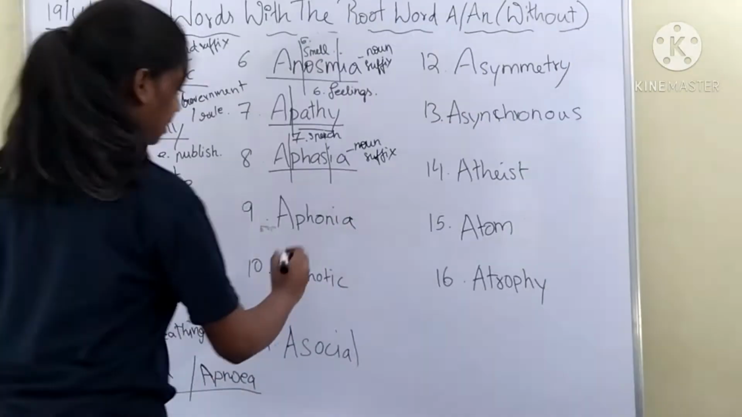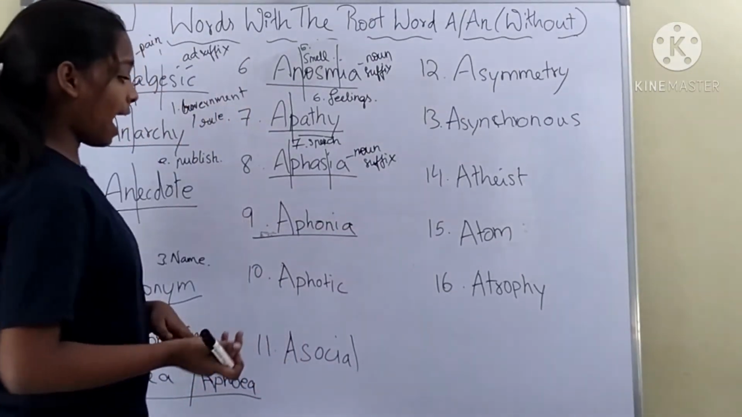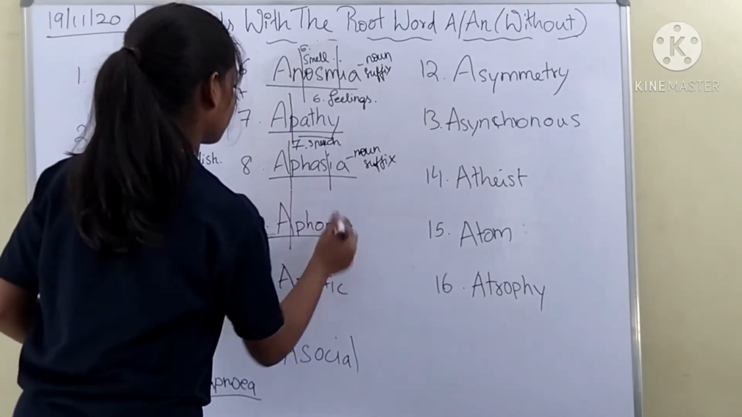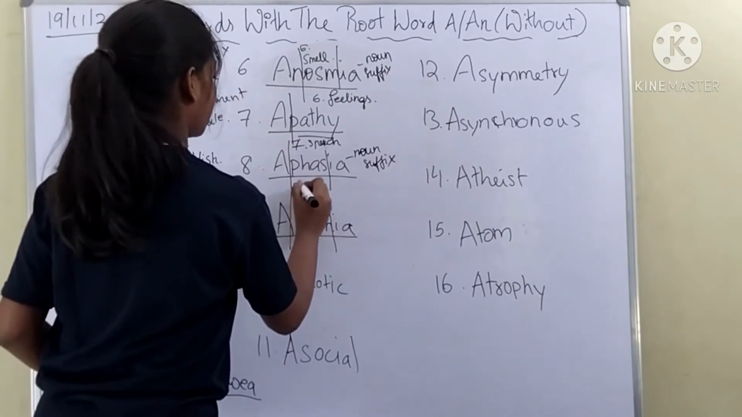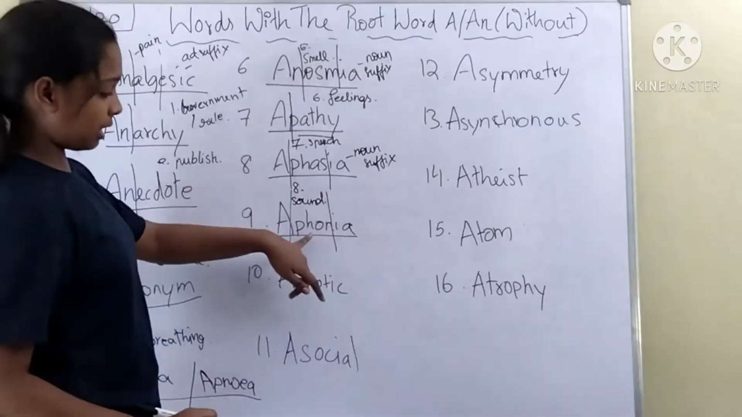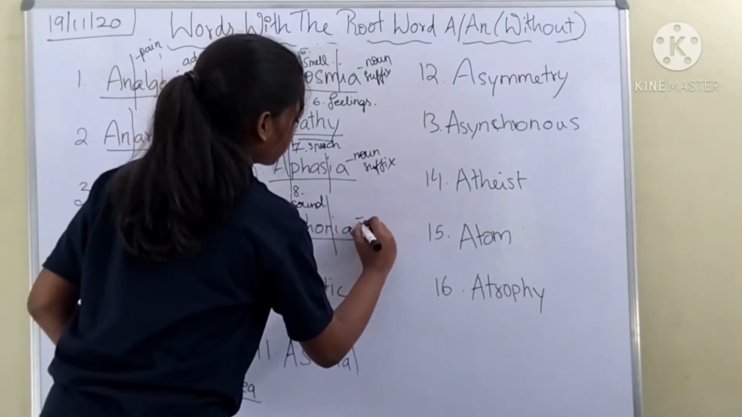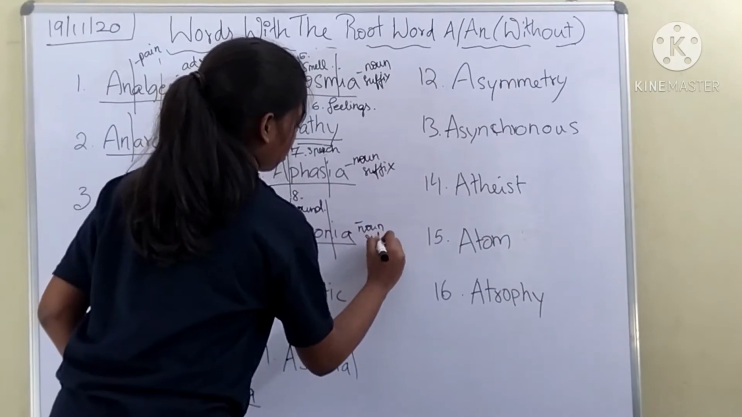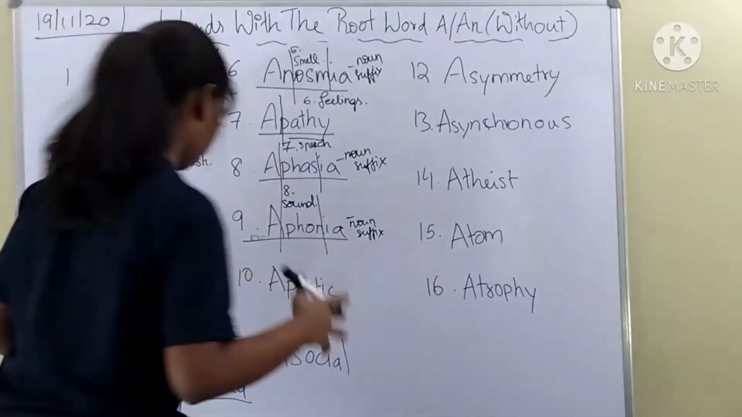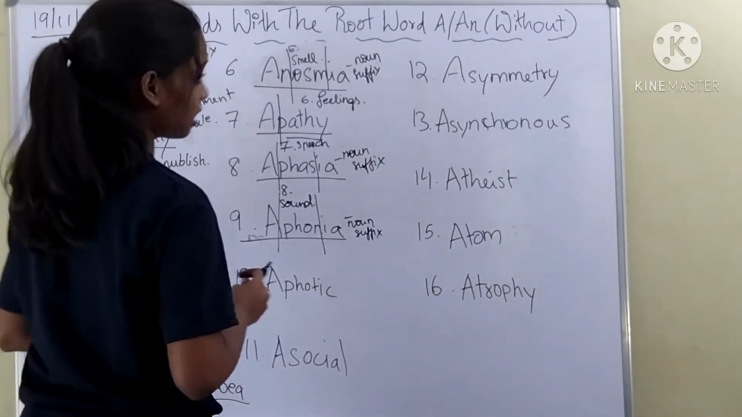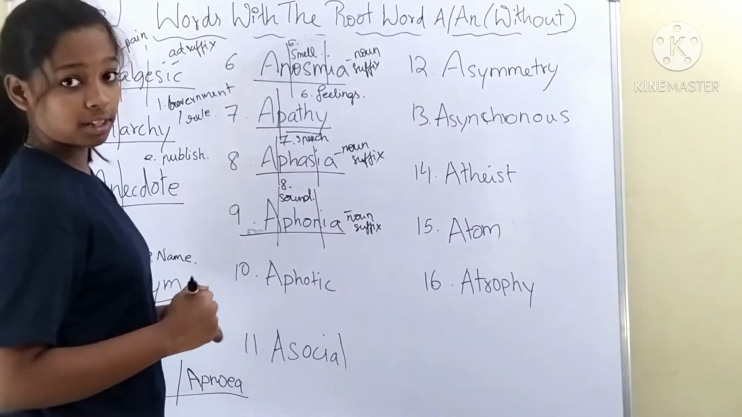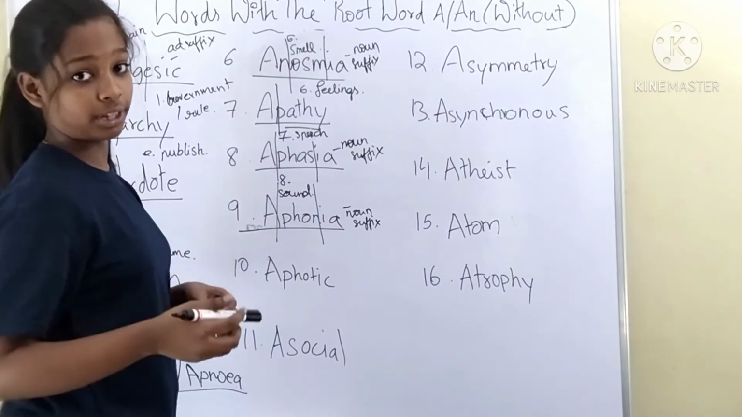The next word is aphonia. Aphonia has three root words in it. A means without, phon. Phon is the eighth new root word, which means sound, and ia is the noun suffix. The word means without sound. The word aphonia means loss of voice due to some injury.